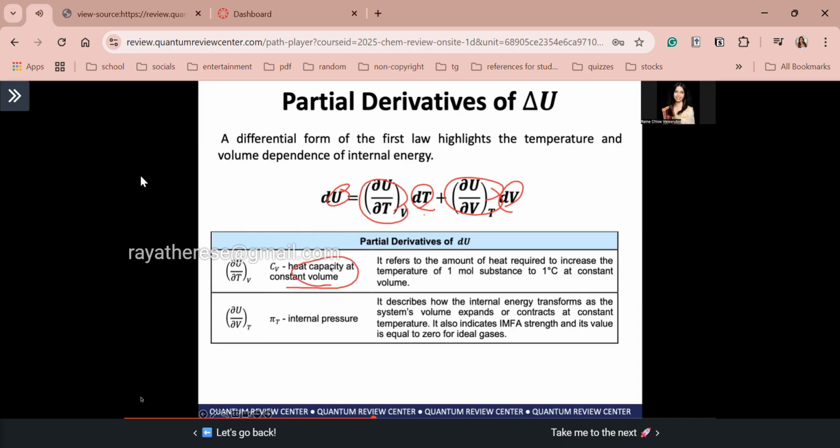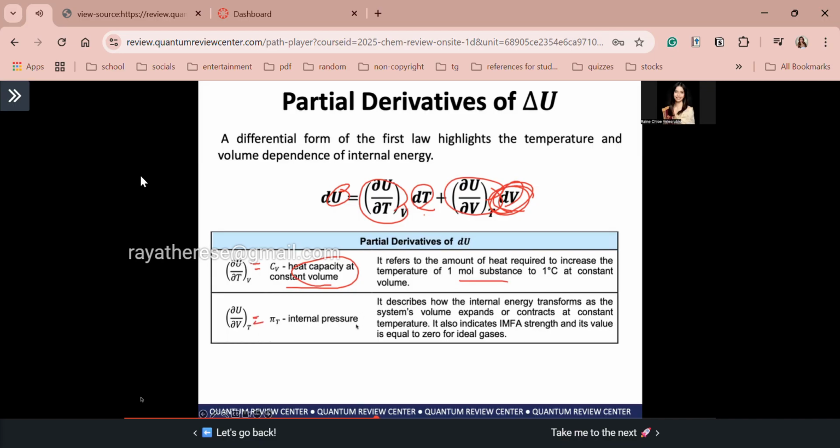And CV refers to the amount of heat needed to increase the temperature of one mole of substance by 1 degree Celsius at constant volume. Okay? So, (∂U/∂T)_V is just equal to CV. Another term, we have (∂U/∂V)_T, which is dependent on volume. Okay? So, (∂U/∂V)_T corresponds to the internal pressure πT.